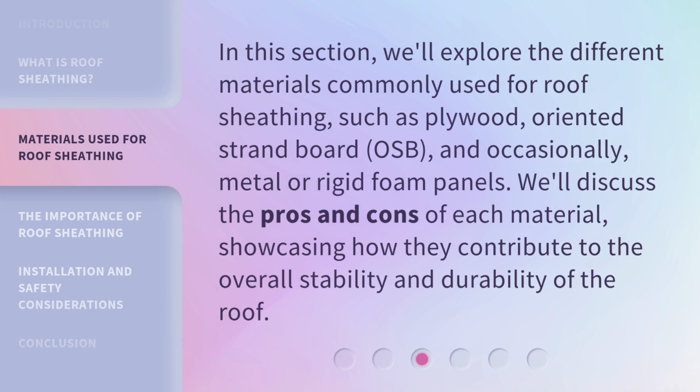In this section, we'll explore the different materials commonly used for roof sheathing, such as plywood, oriented strand board, OSB, and occasionally, metal or rigid foam panels. We'll discuss the pros and cons of each material, showcasing how they contribute to the overall stability and durability of the roof.